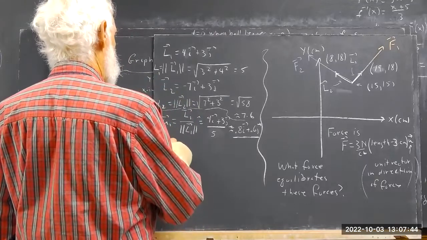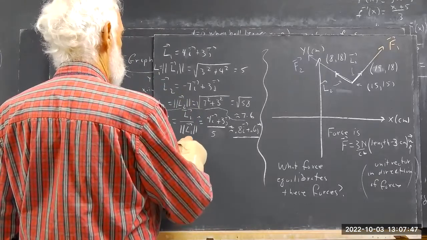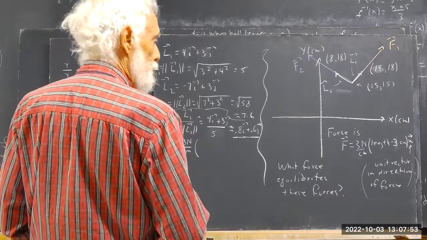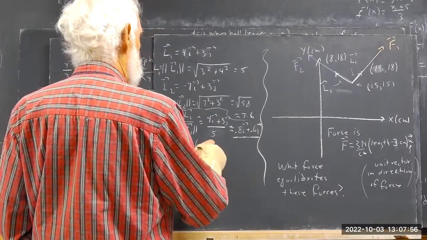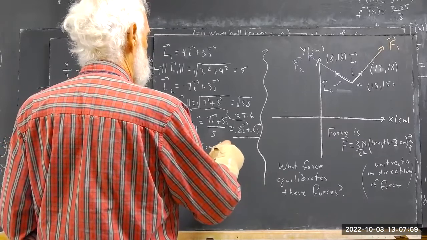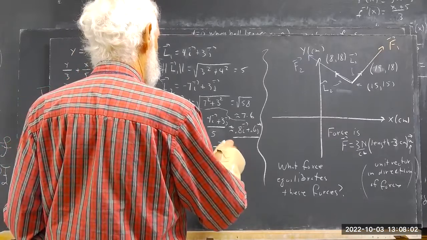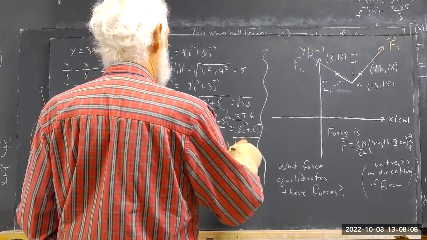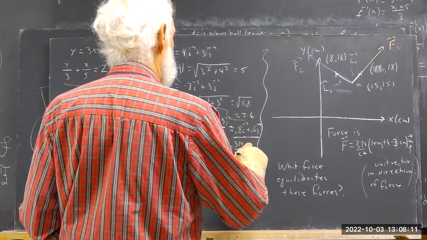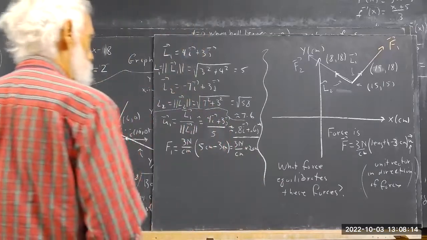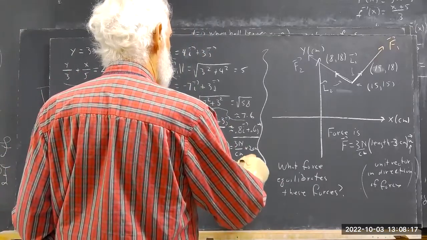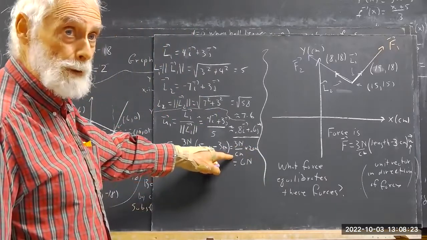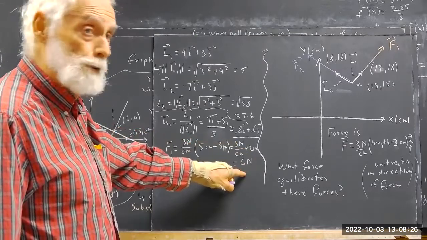Okay, well, let's calculate the force. 3 newtons per centimeter multiplied by the length, which is 5 centimeters minus 3 centimeters, which is 3 newtons per centimeter times 2 centimeters, which is 6 newtons. Write out all your units. Make sure centimeters are divided by centimeters, and 3 newtons multiplied by 2 gives you newtons.